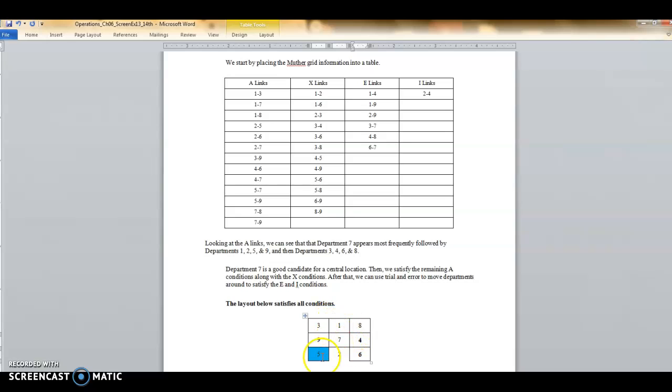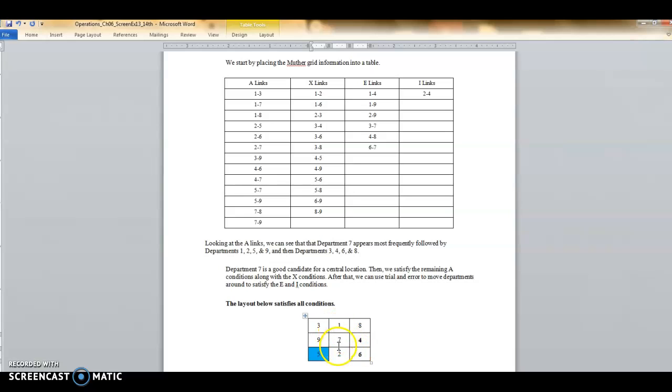2 and 3, they're not adjacent, they don't touch. 3 to 4, they're not adjacent, they don't touch. 3 and 6, they're not adjacent, they don't touch. 3 to 8, again, not adjacent, they don't touch. 4 to 5, they're not adjacent, they don't touch, not even diagonally. Right? 4 and 9, not adjacent, they don't touch.